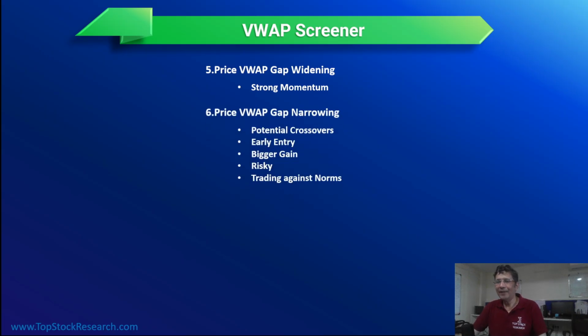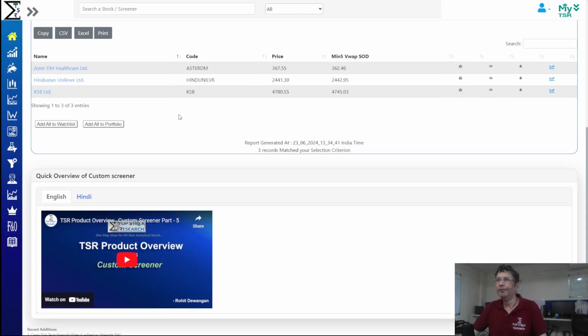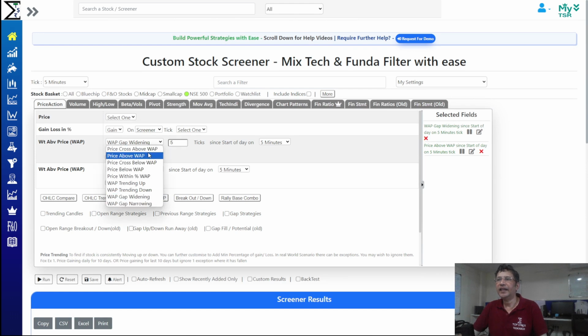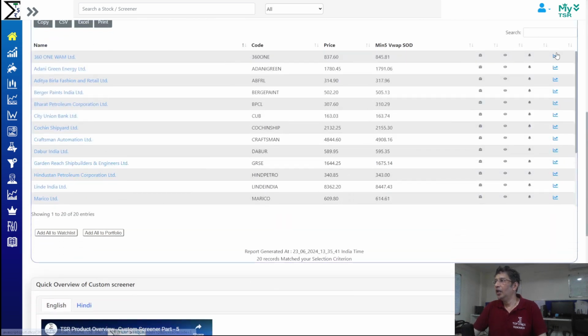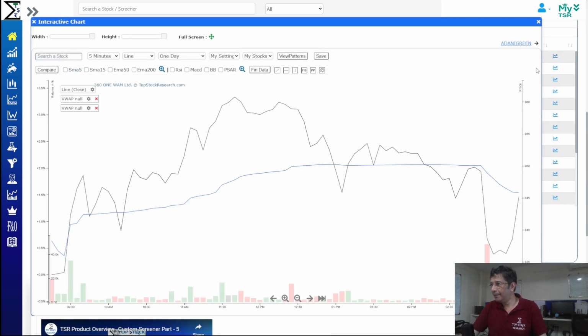Okay. Then gap narrowing is just the opposite of gap widening. So let's look at an example where the gap is narrowing. We'll see the gap is narrowing and price is below VWAP, right? So when you look at stocks, okay, we find a few stocks where the gap is narrowing. From here the gap is narrowing, and it's pretty close to VWAP, and it is below this. So this will be an excellent case where it is likely to cross over. It is likely to cross over VWAP, and hence a bullish signal is generated.